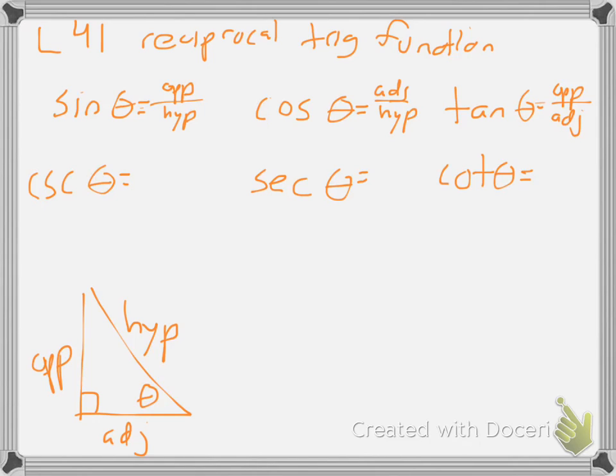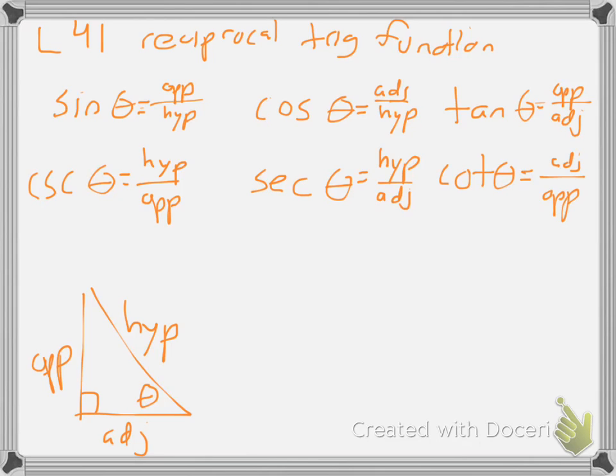Cosecant and sine are reciprocal functions, so it becomes hypotenuse over opposite. Reciprocals keep the same sign. You flip it. Secant is the reciprocal of cosine, and cotangent is adjacent over opposite. Now you can still use the same exact triangle.